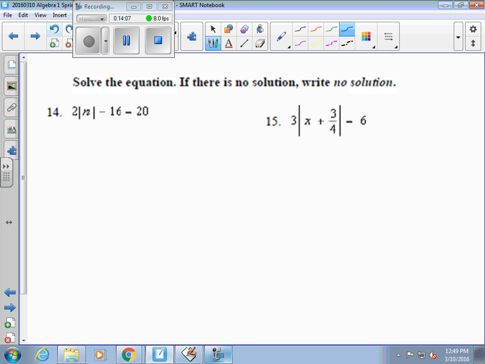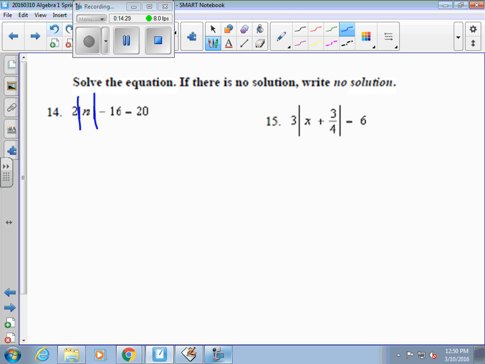14 and 15 say to solve this one, and if it has no solution, then write no solution. The only way it'll have no solution is when you get the absolute value equal to a negative number. Remember, you can't have a negative distance. That's why there's no solution. You work your order of operations backwards. This absolute value symbol acts like a grouping symbol.